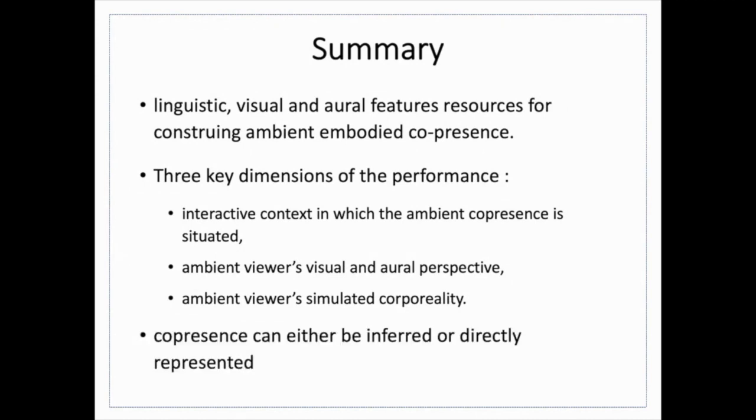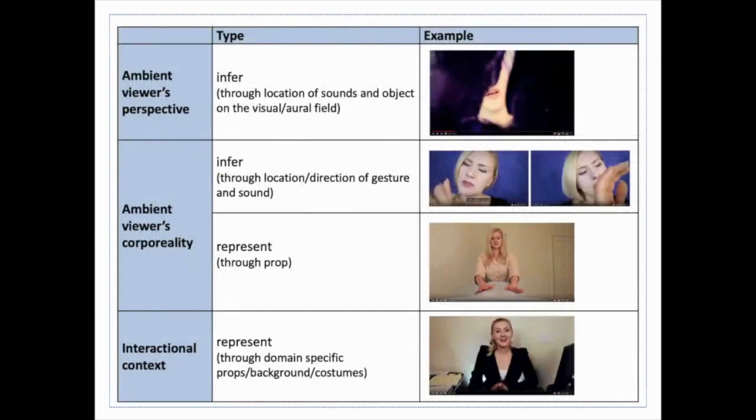In each case, the co-presence can either be inferred through the visual and oral location or orientation of the objects, gestures and sounds, or directly represented via a prop or other performative element. Okay, so we've seen the ambient viewer's perspective inferred through the location of sounds on objects in the oral or visual field. We've seen their corporeality inferred through location and gesture and sound and direction. And we've seen it represented, for example, through a prop. And we're seeing the interactional context construed, directly represented through domain-specific props, backgrounds, and costumes.